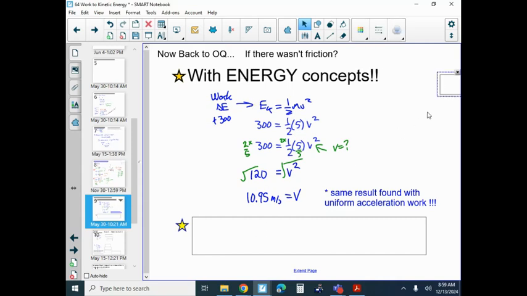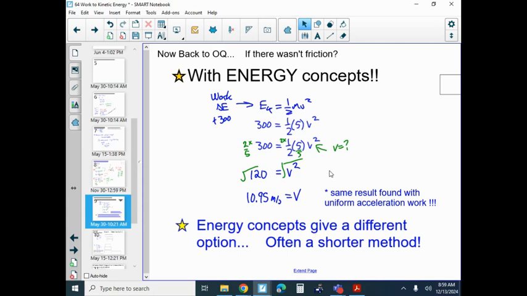Okay, so if a question on a test or a quiz, or an assessment of some sort, says to determine the answer with uniform acceleration concepts, that's like the opening question we originally did. And then if it says, okay, now do that based on energy concepts, this is what it means, right? Using the energy concept directly.